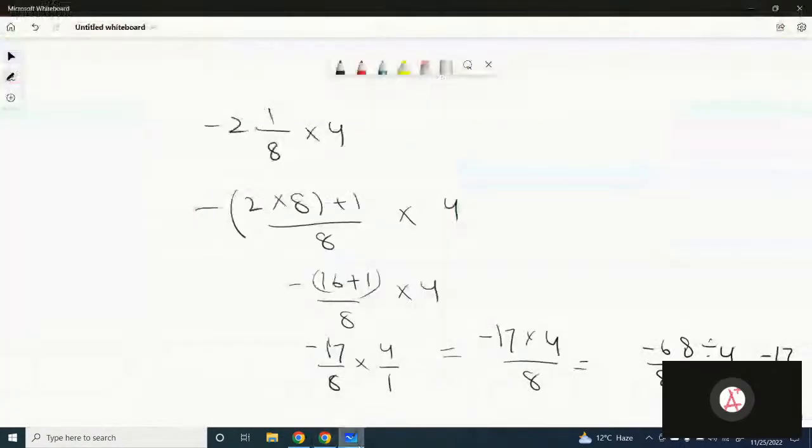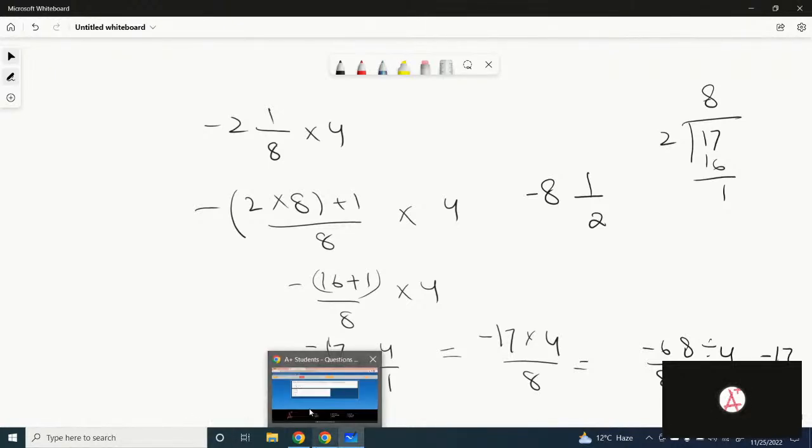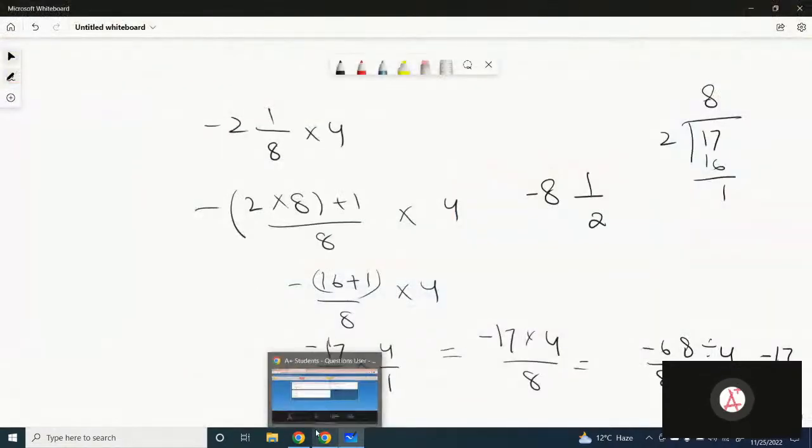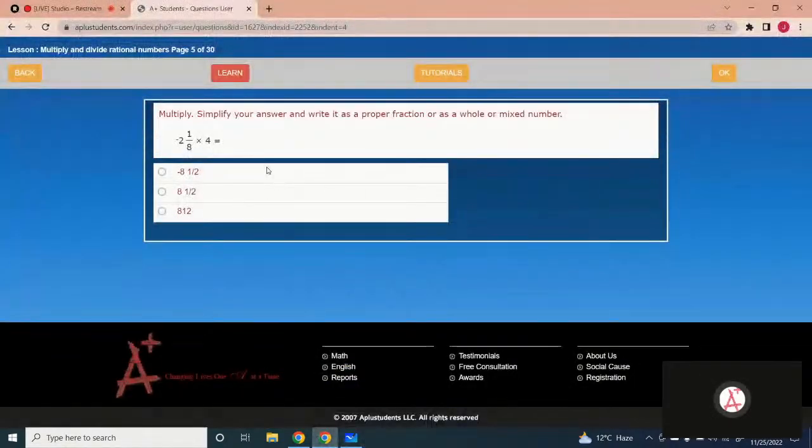Yes, you can write the answer in the mixed fractional form. 2 times 8 is 16, you have 1 remaining, so it would be negative 8 whole 1 over 2. Got it? Yes, it is negative 8 whole 1 over 2. Got it?